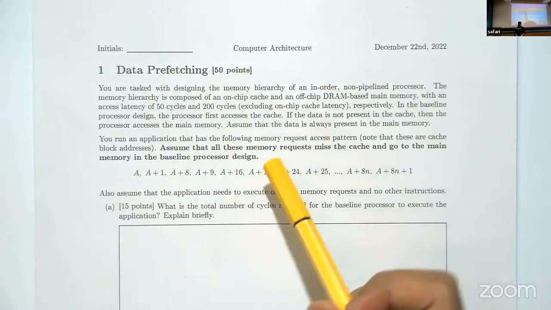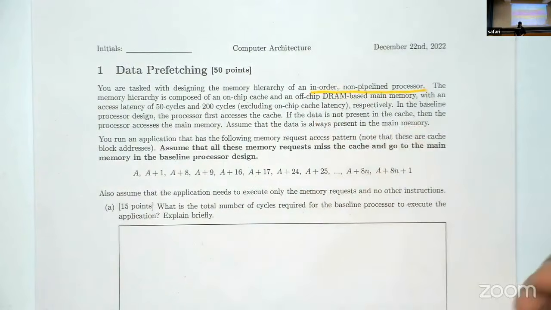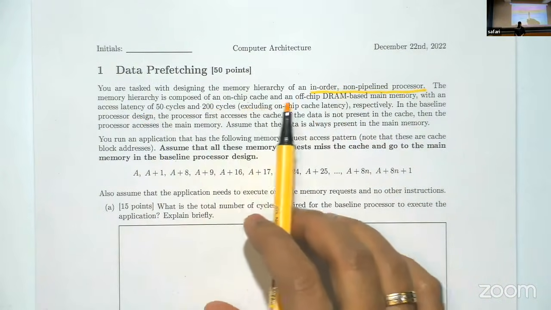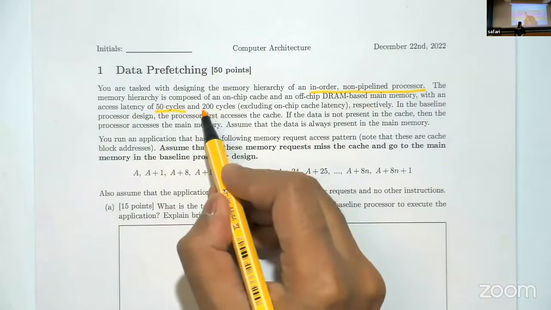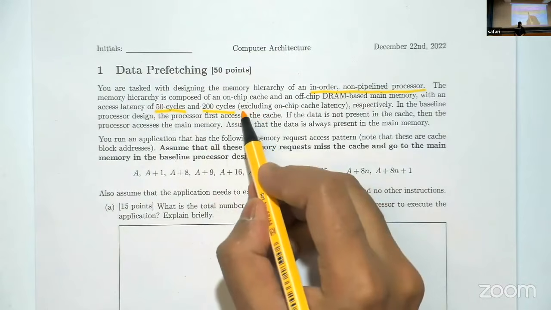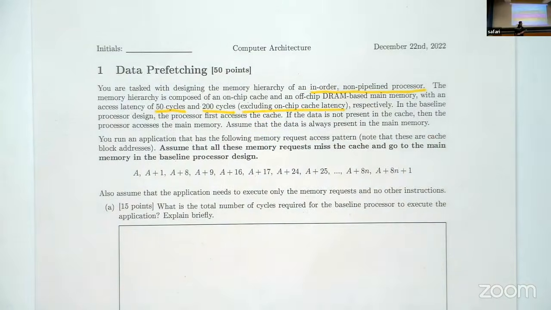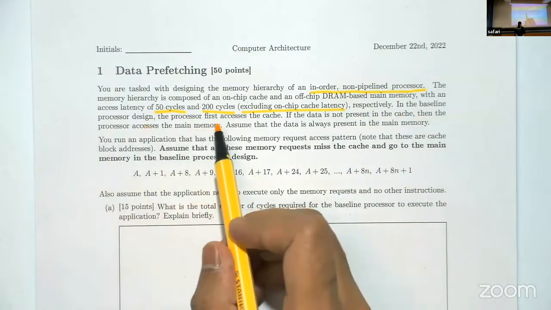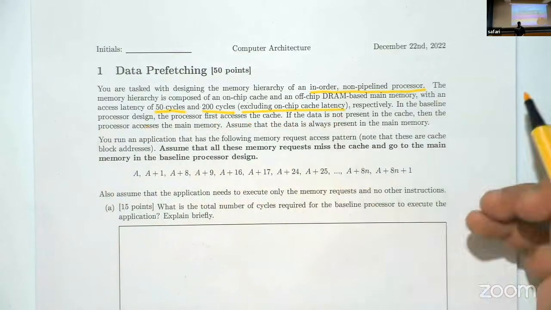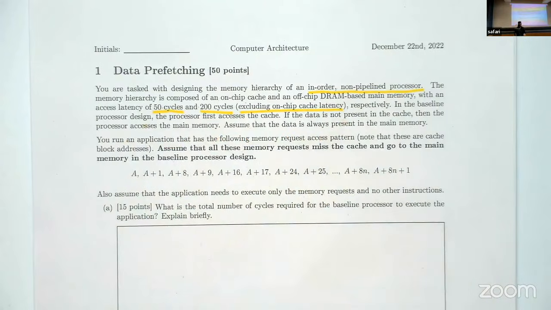You are tasked with designing the memory hierarchy of an in-order non-pipelined processor. The memory hierarchy is composed of an on-chip cache and an off-chip DRAM-based main memory with access latencies of 50 cycles and 200 cycles respectively, excluding on-chip cache access latency, so 200 cycles just for accessing the DRAM. In the baseline processor design, the processor first accesses the cache. If the data is not present in the cache, then the processor accesses the main memory, and assume that the data is always present in the main memory for the course of this question.